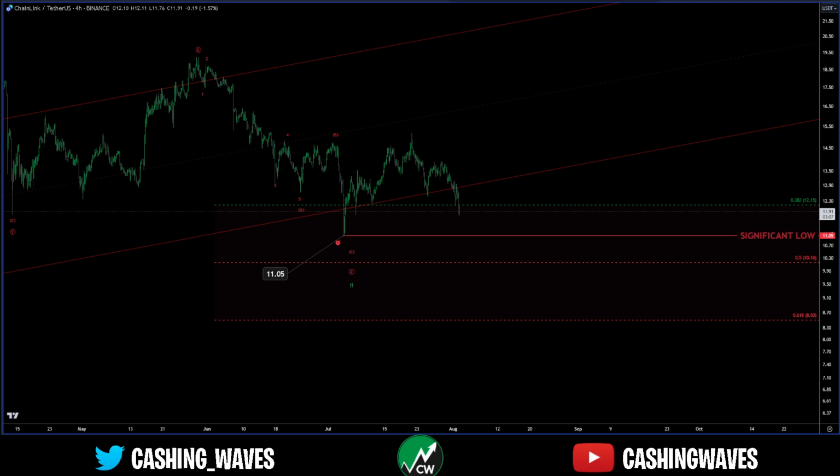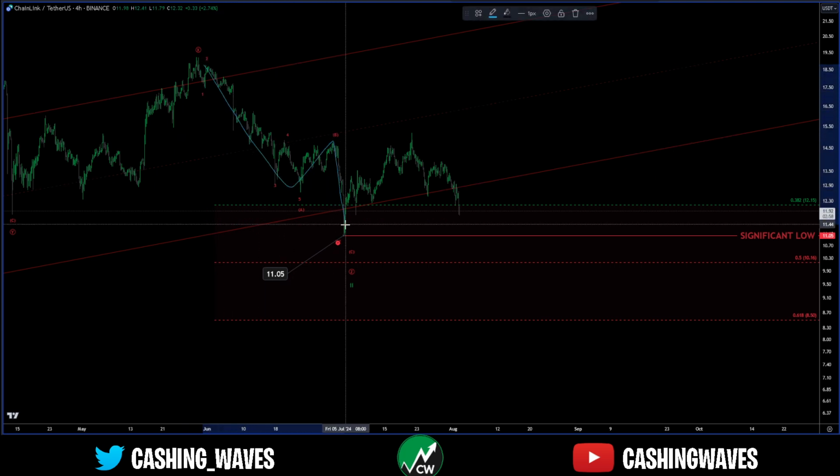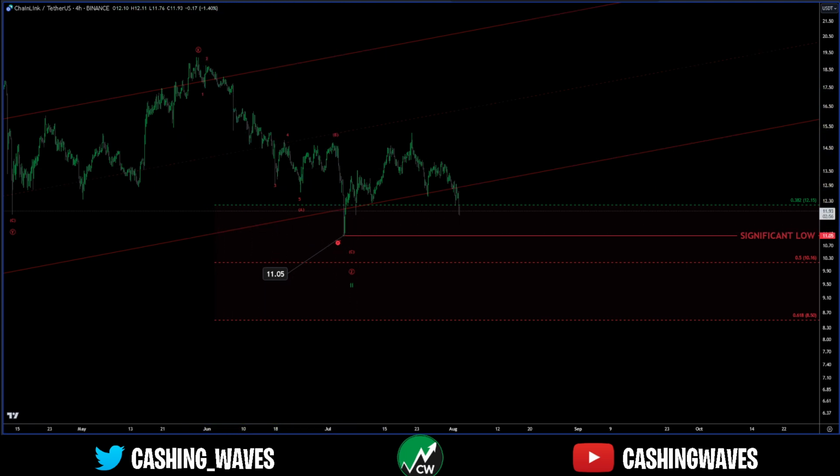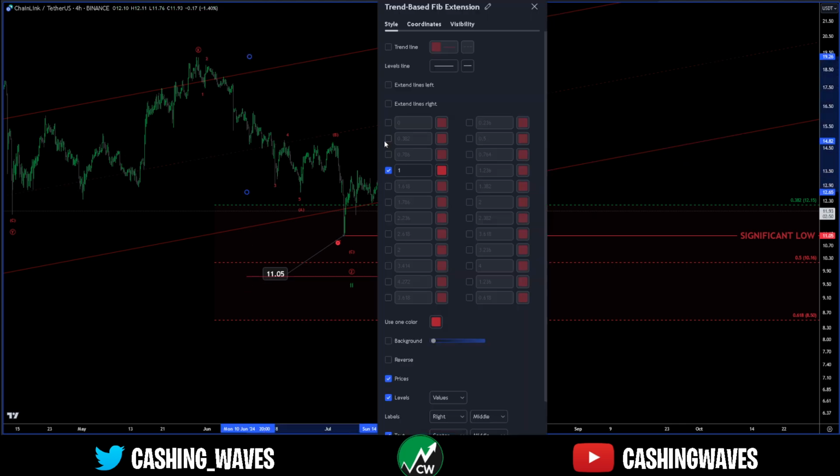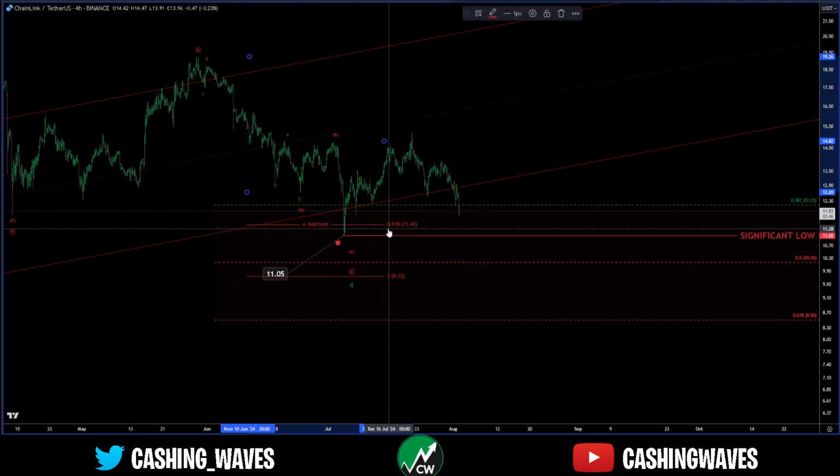The reason being, in this final Z wave, starting from up here, we're looking for a zigzag, a 5-3-5. You can see we did complete that technically, and our minimum requirement is take the length of our A wave, extend it off our B wave. We only have to hit the 61.8% extension, which we did.